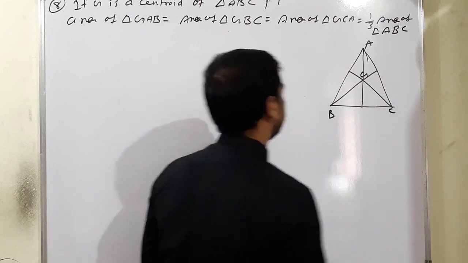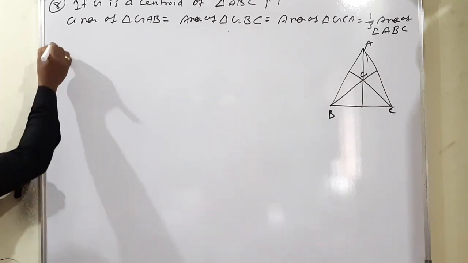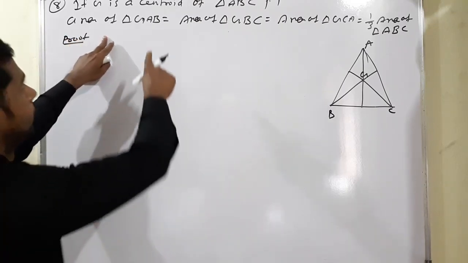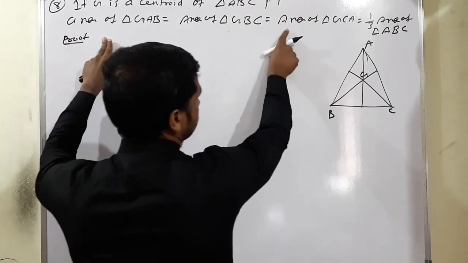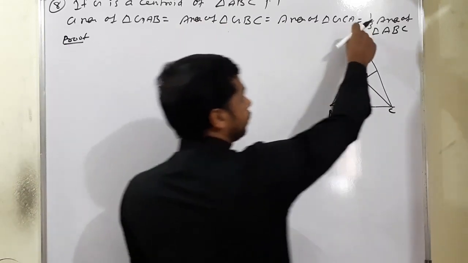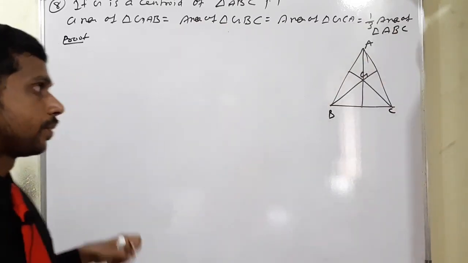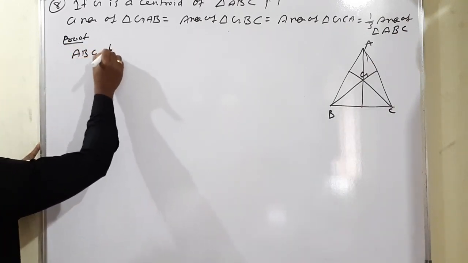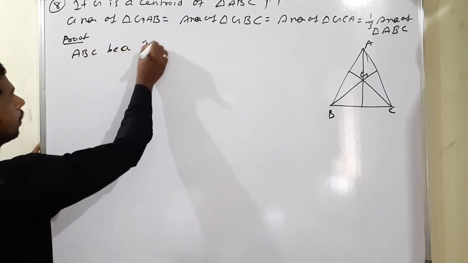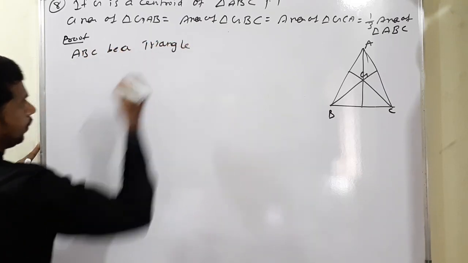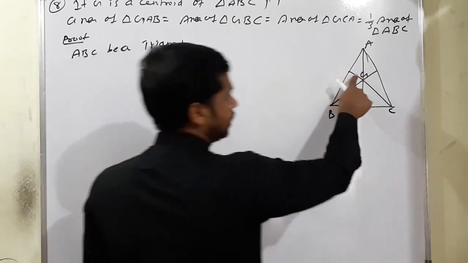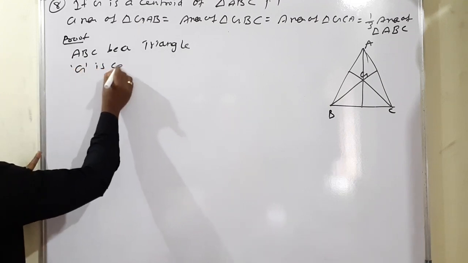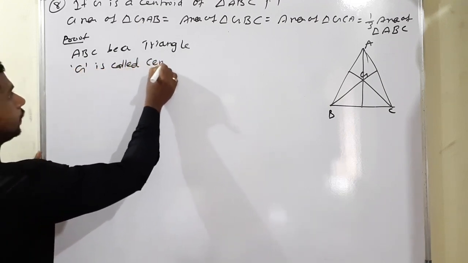Now consider the proof. We need to prove that each of the three triangles formed by G and a side has area equal to 1/3 into the area of triangle ABC. First, consider ABC to be a triangle. Then G is called the centroid.